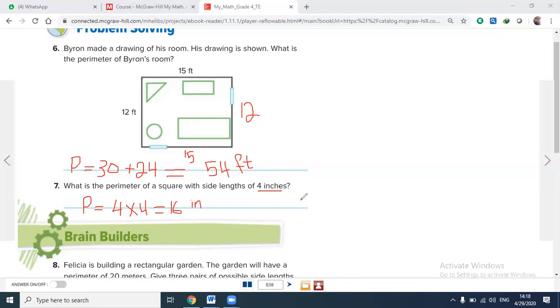Write it please in the book. The perimeter of the square is the side length times 4, which is 16 inches.